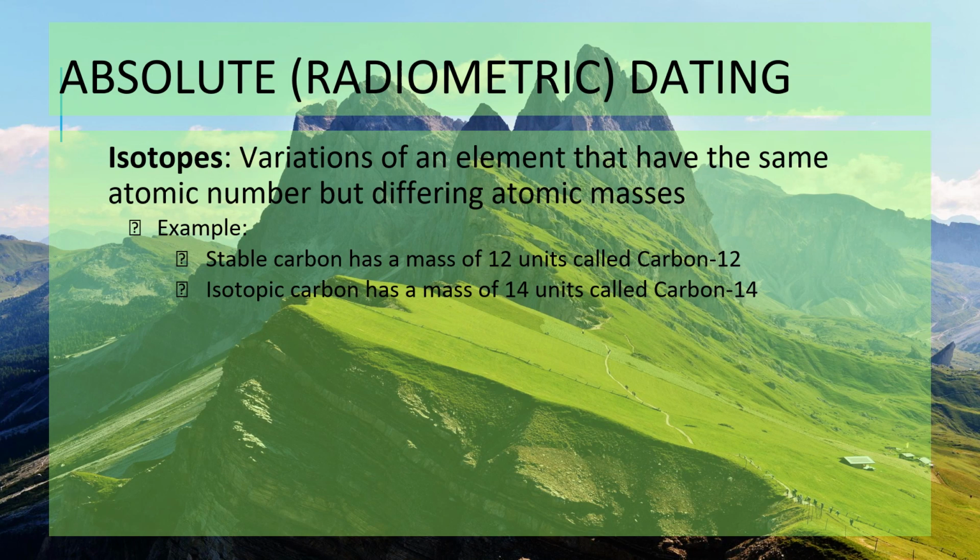So an isotope, you guys remember from earlier science classes, is just a variation of an element with the same atomic number, so the same number of protons, but different atomic masses. Our stable carbon, most of the carbon that we will encounter in our lives, has 12 mass units and is called carbon-12. The isotope that we use for radioactive dating has 14 units of atomic mass and is called carbon-14.